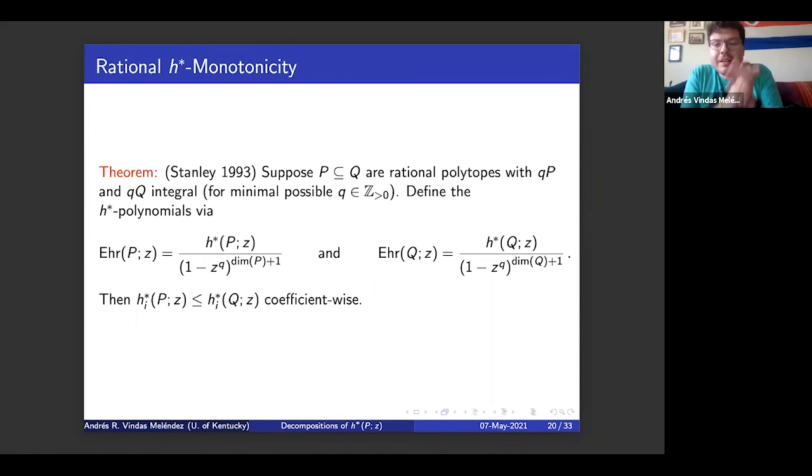Okay. But the cool thing is now we are able to write down a proof for Stanley's monotonicity result. And so to repeat from earlier, what Stanley's monotonicity result says is, if you have P contained in Q, which are rational polytopes, with the Q dilates of each for some minimal possible Q such that these things are now integral, and I define the H star polynomials to be like this, then the coefficients of the H star polynomial of Q dominate the H star coefficients of P coefficient-wise, okay?